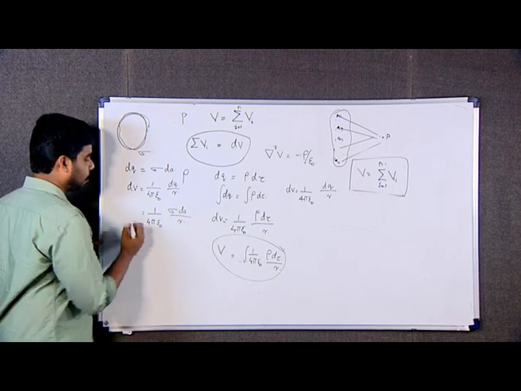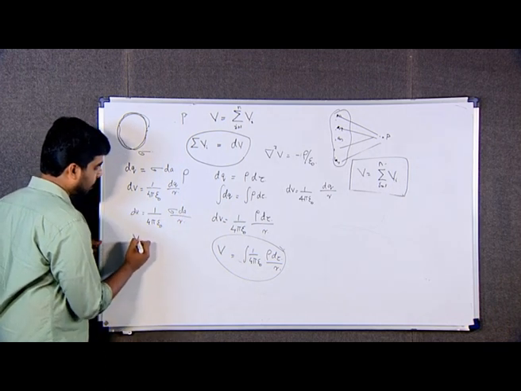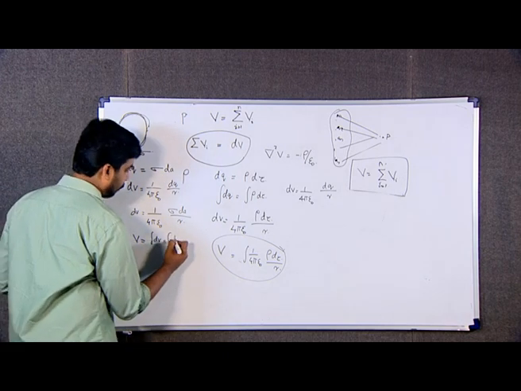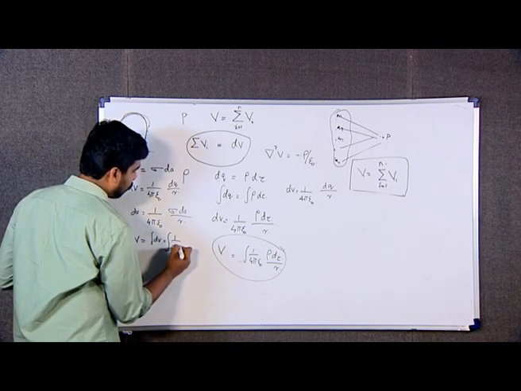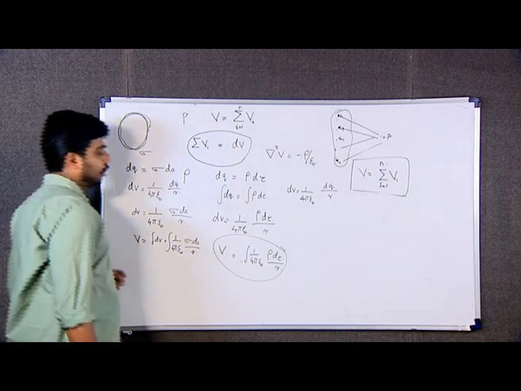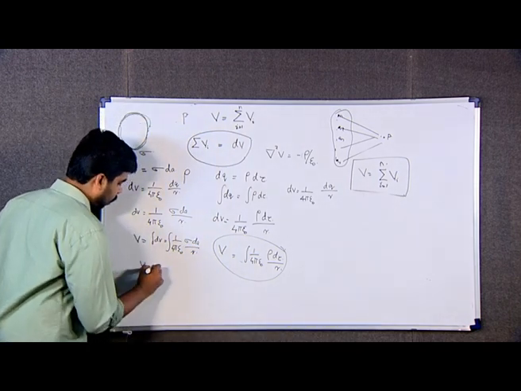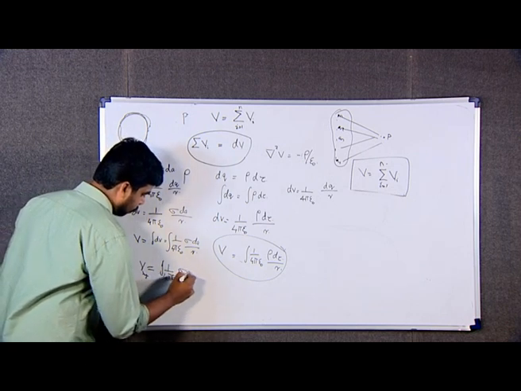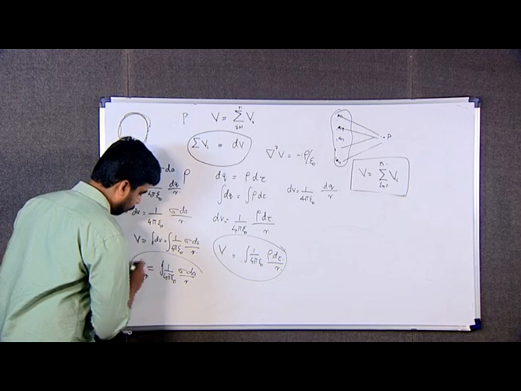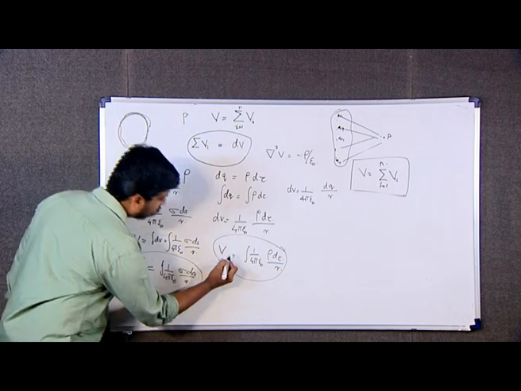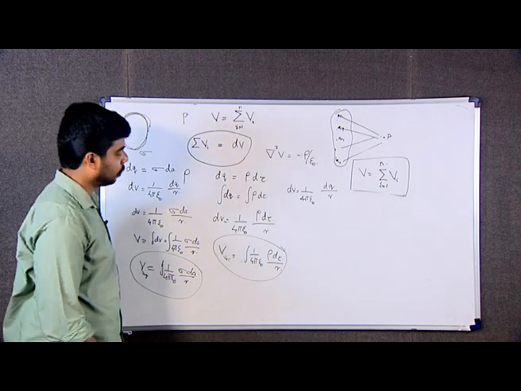So, the total potential V is equal to integral dV, which is equal to integral 1 by 4 pi epsilon 0 sigma dA by r, and the potential due to the surface charge density is equal to integral 1 by 4 pi epsilon 0 sigma dA by r, and this is due to the volume distribution rho.